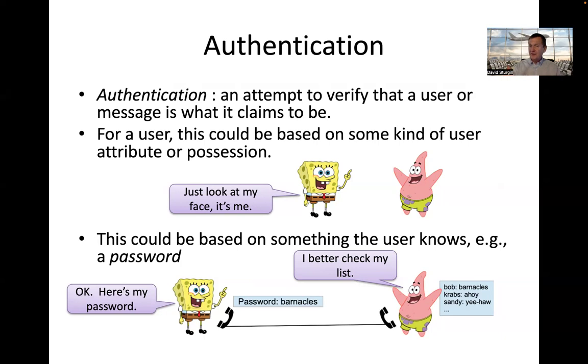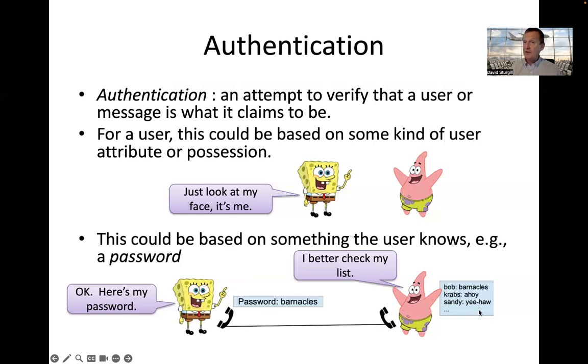We could depend on a fingerprint or a retina scan, I guess, to prove that someone is who they say they are. But often in practice, it's a lot easier just to have knowledge that only a particular user would have. And we usually do this in the form of a password. If Bob can choose a password beforehand, and Patrick knows what Bob's password is, then when Bob has to demonstrate that he is who he says he is, he can just show that password.